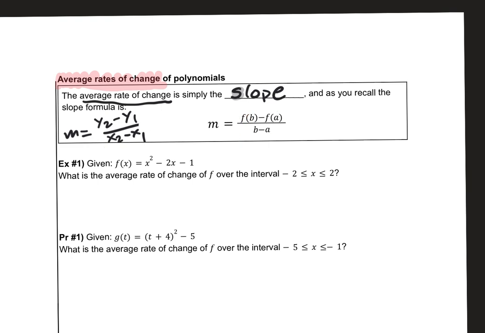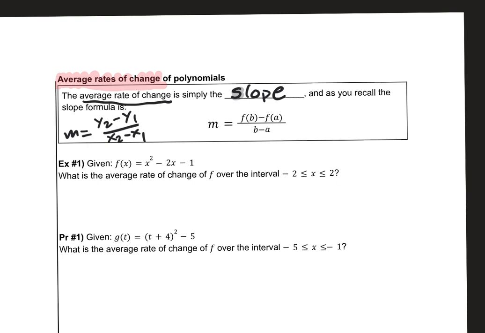All f of b means is the y value when you plug in the b for x, and f of a just means the y value when you plug in a for x. So it's really the exact same thing. So I just want you to get used to this equation here. And so we're just going to find the slope essentially on these two points, and they give us the x value.